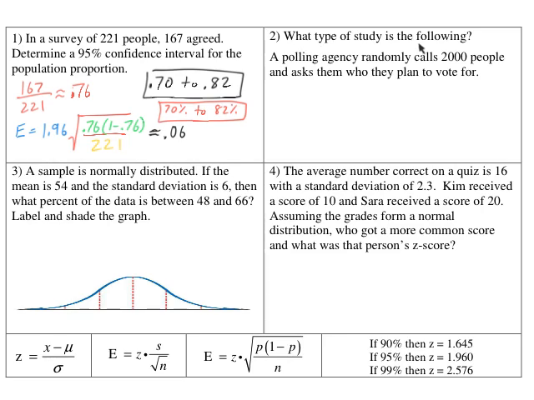All right, so what type of study is the following? A polling agency randomly calls 2,000 people and asks them who they plan to vote for. Well, let's see: observation, survey, or experiment. Hopefully you can see this is a survey.